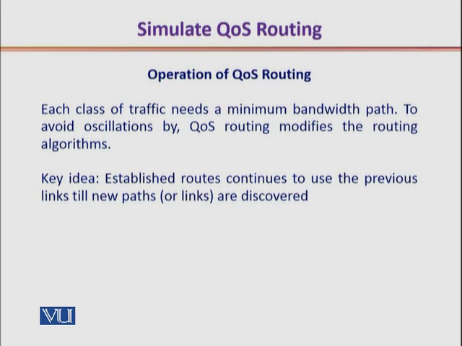Using quality of service aware routing, we use a modification to the routing algorithms. We shall see that through an example. The key idea is to establish routes that continue to use the previous links till the new paths are discovered, and a kind of hysteresis is implemented such that oscillations do not happen.